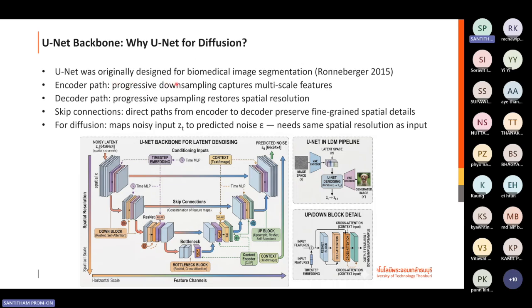UNet was originally used in 2015 for biomedical image segmentation. You have an encoder part, downsample, and a decoder part, upsample. You have skip connections to preserve the fine grain details and also for the gradient to flow back. So in diffusion, this would map the noisy c_t to predict the noise epsilon here. Okay, I think it's all right.